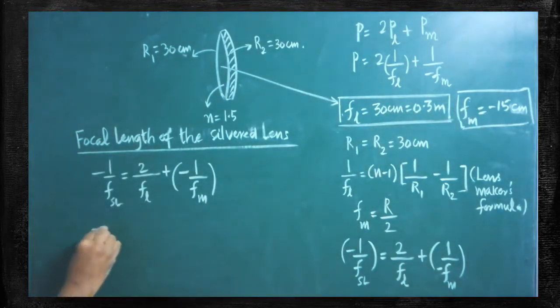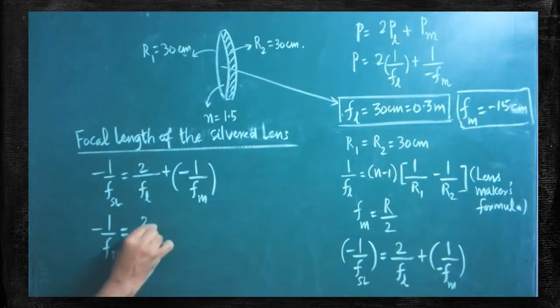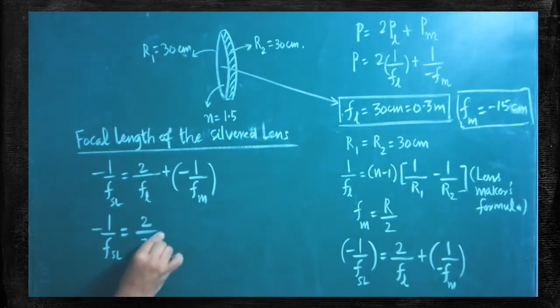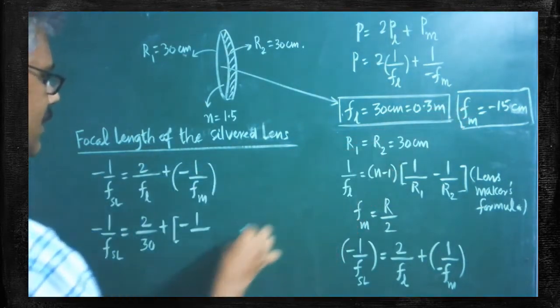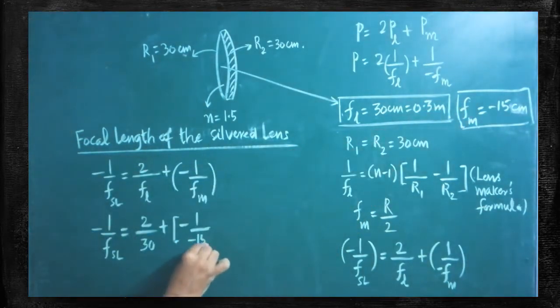Substitute here. Minus 1 by the focal length of the silvered lens is equal to 2 divided by the focal length of the lens, which is how much? 30 centimeter. Therefore we can write it as 2 by 30 plus, within the bracket, 1 by Fm. What is the value of Fm? Minus 15. So here 1 by minus 15 can be written. Are you clear?